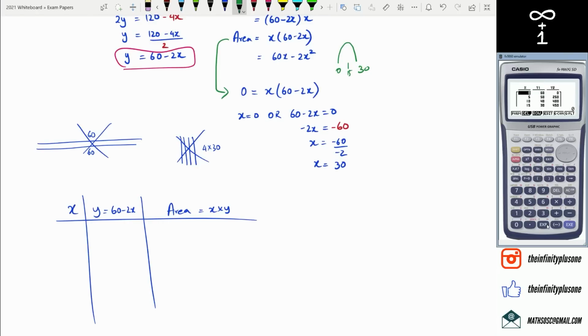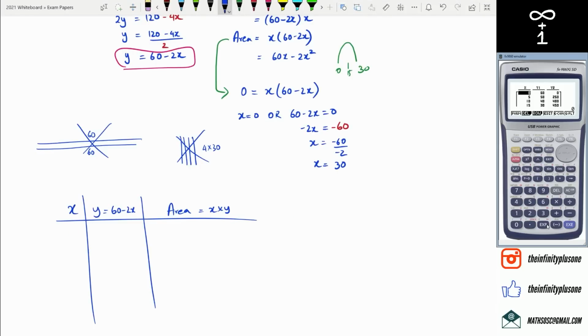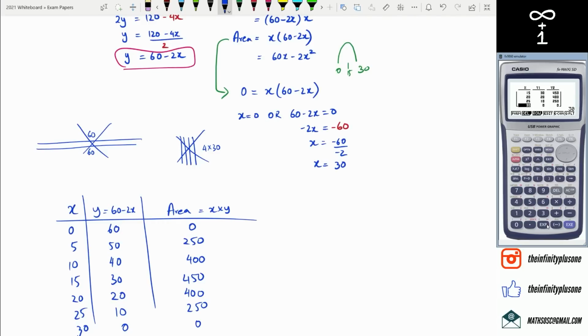So I've got 0, 5, 10, 15, 20, 25, 30. I've got 60, 50. Cool. So that's my table right there.